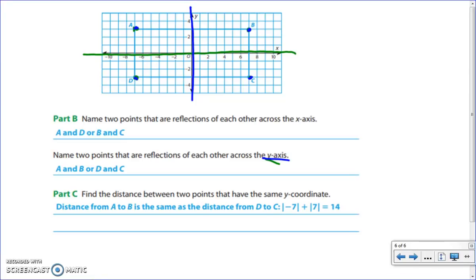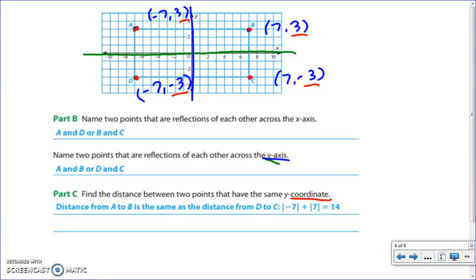Finally, it says to find the distance between 2 points that have the same y-coordinate. So let's look at the points. It looks like I had the point 7, 3. I had the point 7, -3. I had the point -7, 3. I had the point -7, -3. And so I'm looking for 2 points that have the same y-coordinate for this one. So -3 and -3 match, so I could find the distance between D and C. Or 3 and 3 match, so I could find the distance between A and B. You'll see that either way we'll have the same distance in between.